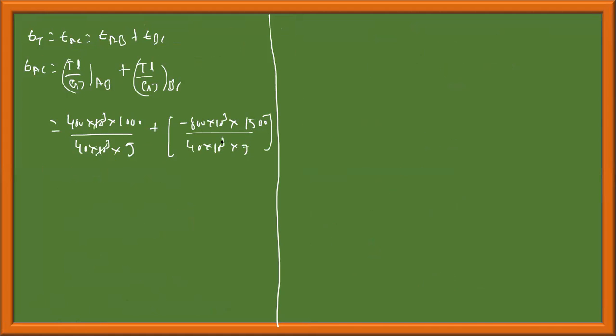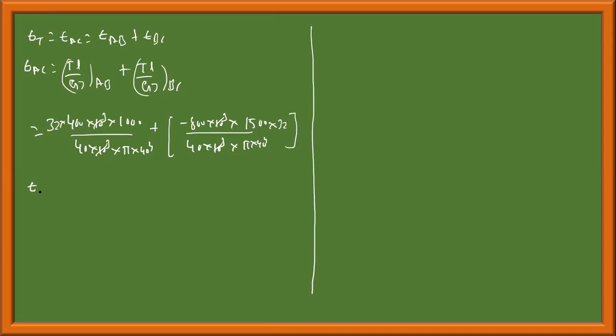Can you tell me in terms of J what is J? Also you can substitute. Or for simplicity you can directly take pi d to the power 4 by 32. Let me write it here: pi into diameter of the shaft, 40 mm, pi d to the power 4 by 32, which is equal to pi into 40 to the power 4 into 32. Tell me this, what is theta AC or theta total?